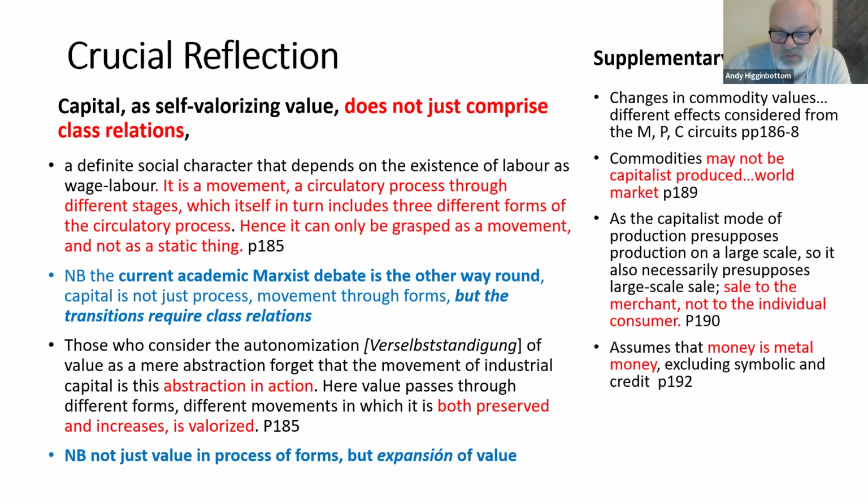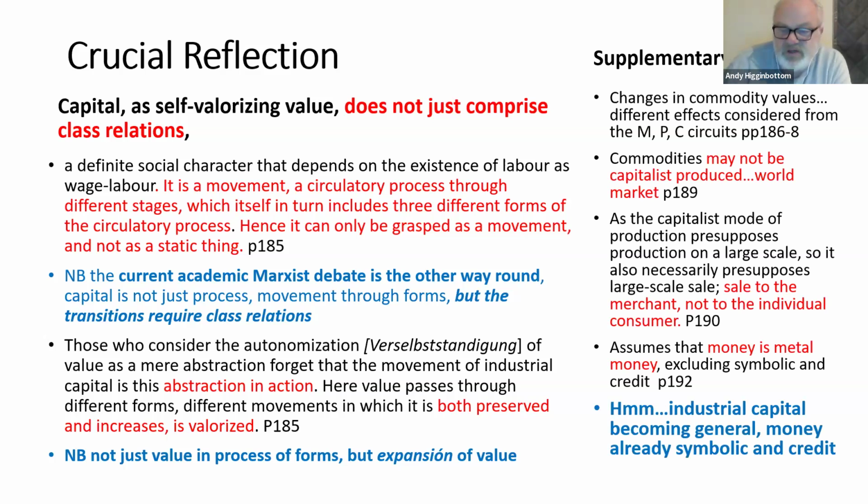Marx makes some supplementary remarks. The one that I find most open to challenge is that he assumes that money is metal money, and he excludes symbolic and credit forms of money. I think that just doesn't work. I think his fairly developed sense of the circuits of capital doesn't work with just metallic money. You're going to need at least symbolic money. He's denoting this stuff as pounds, right? He's saying I've got £500. Capital starts off with £422 and ends up with £500. I think there's an inconsistency in the text there.